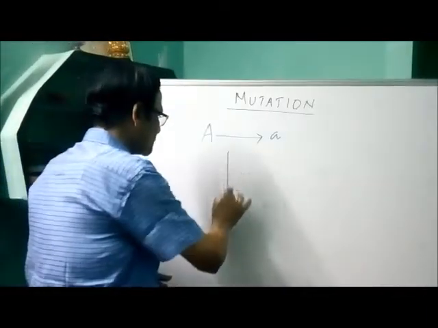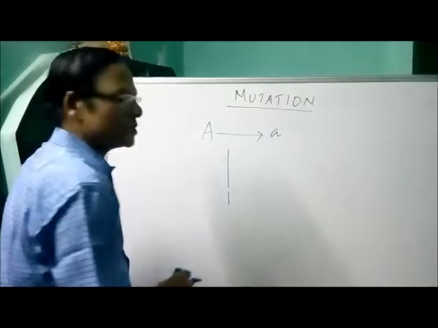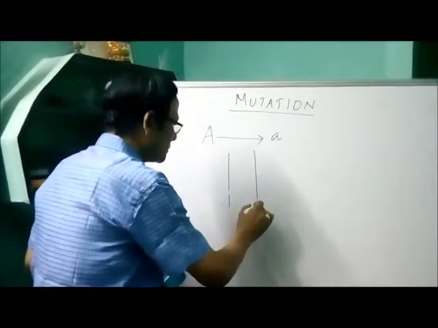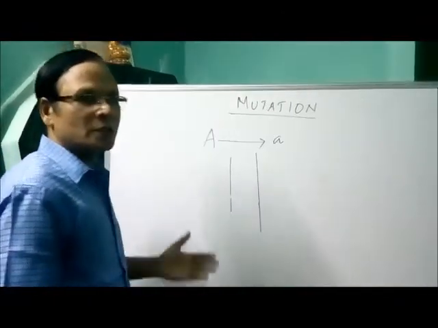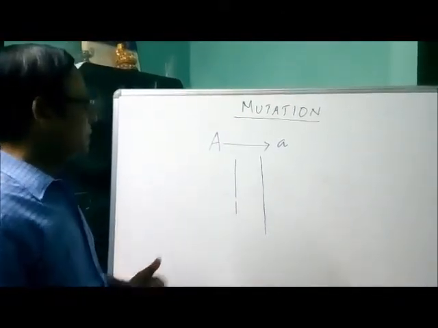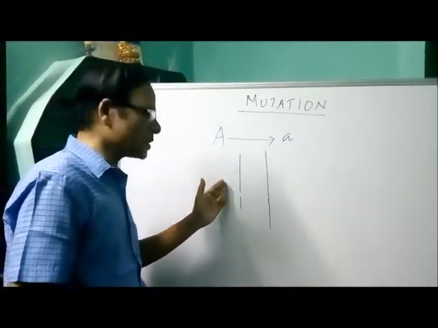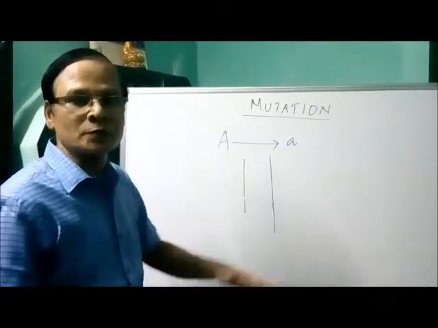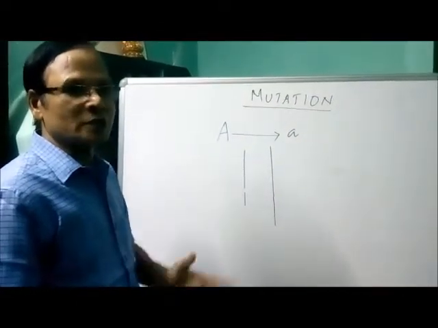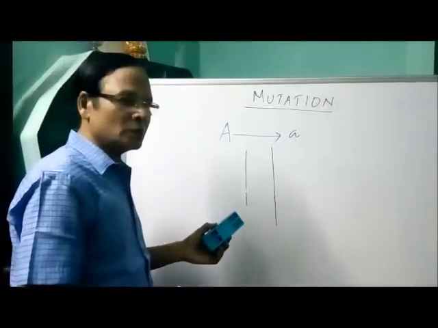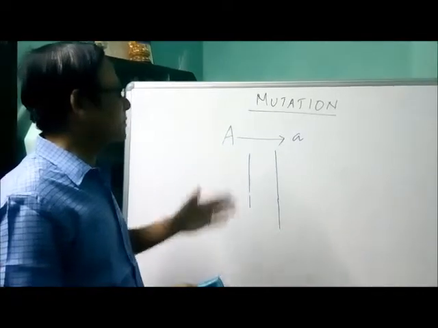Suppose you are taking a chromosome. This is a long chromosome. Maybe a part of the chromosome is deleted, or a part of chromosome is added, or it is being inverted, or it is being translocated. So anyway, either change in gene or change in the structure of chromosomes or in the number of chromosomes, that is what is known as mutation. A sudden heritable change in the structure of a gene or in the structure of chromosome or in the number of chromosomes. That is called mutation.